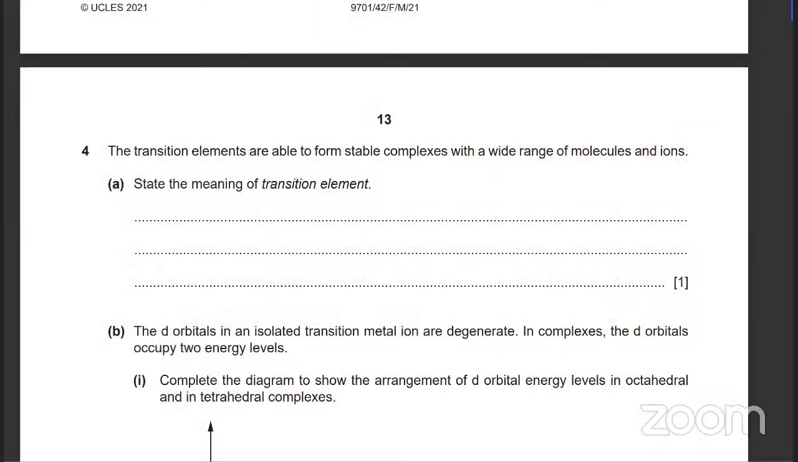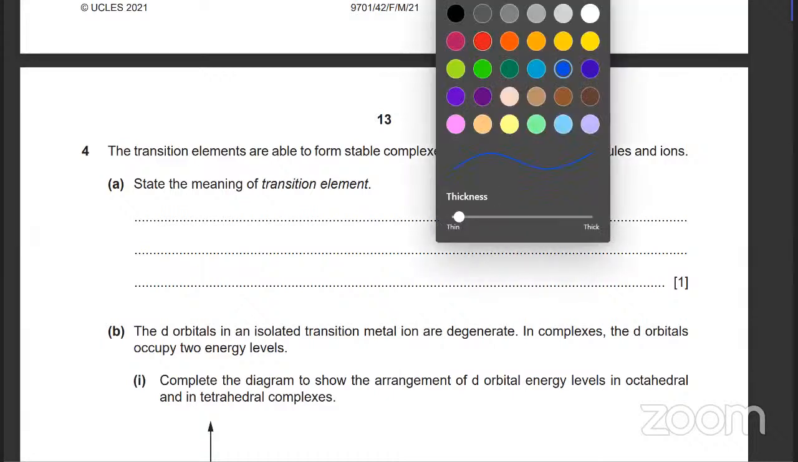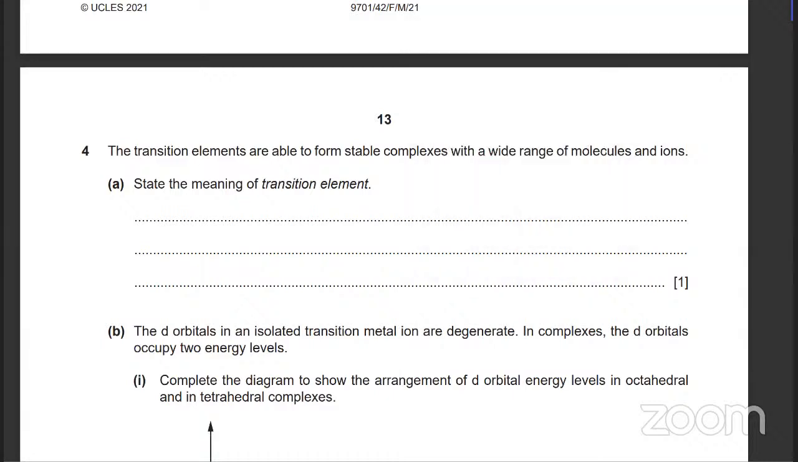So let's start with the first one. State the meaning of what a transition metal is. It's something that forms stable ions. It's a D block element that forms stable ions with incomplete D subshells.